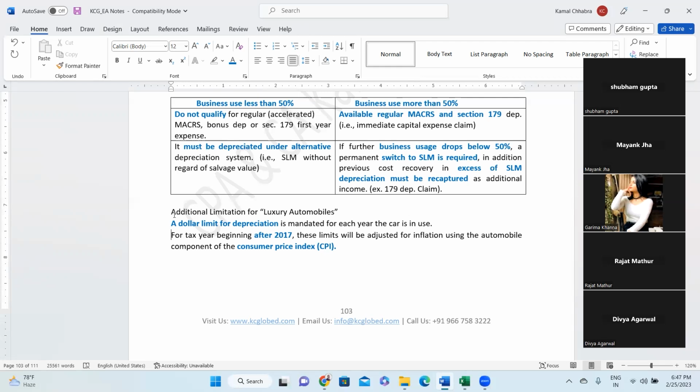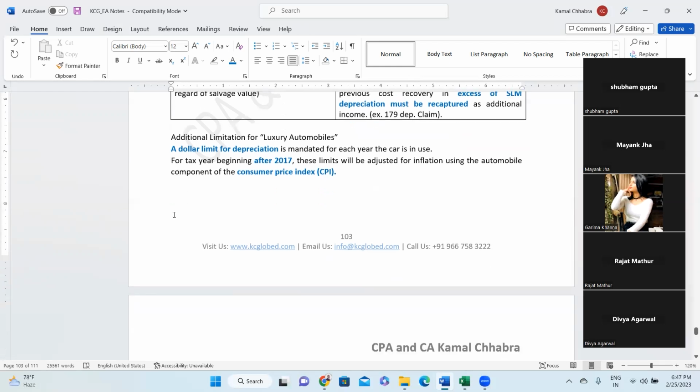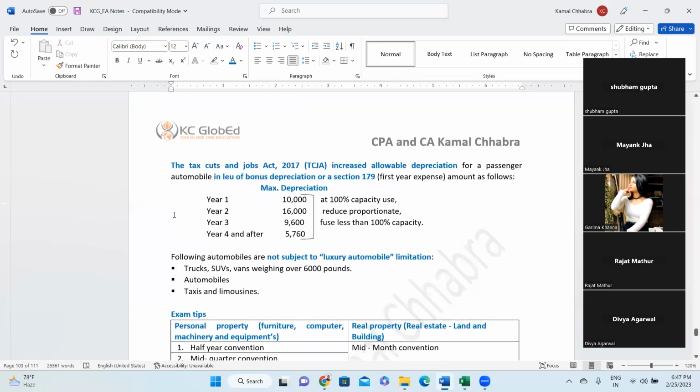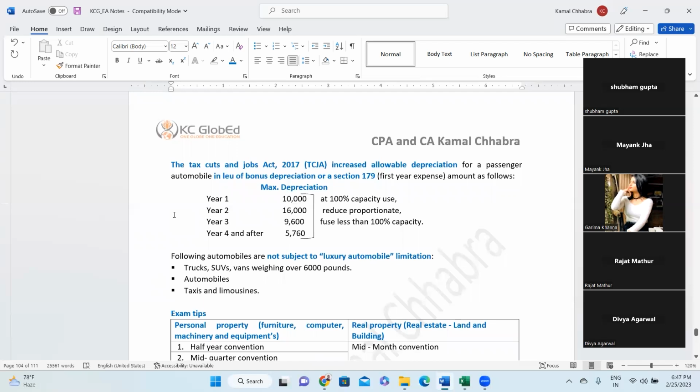So what are those limits which are defined in the TCJA Act? In year 1, $10,000, in year 2, $16,000, in year 3, $9,600, and year 4 and after that, $5,760. Right? And this depreciation applies if you are using the car 100% for business purposes. If you are using it less than 100% for business purposes, proportionate depreciation needs to be reduced.